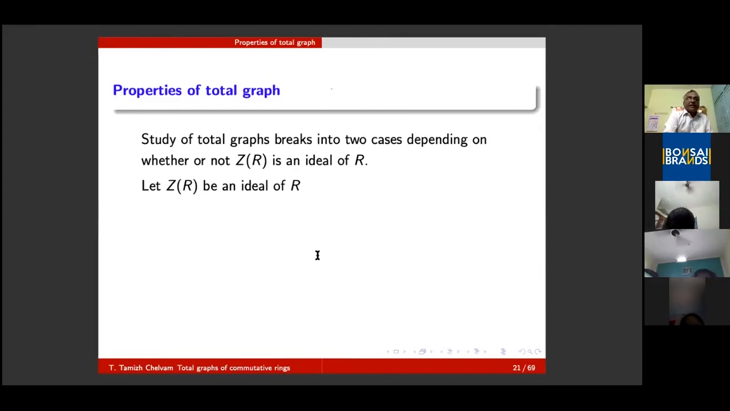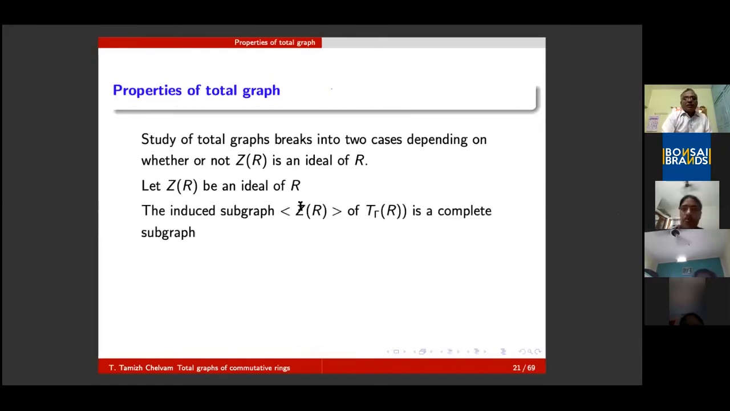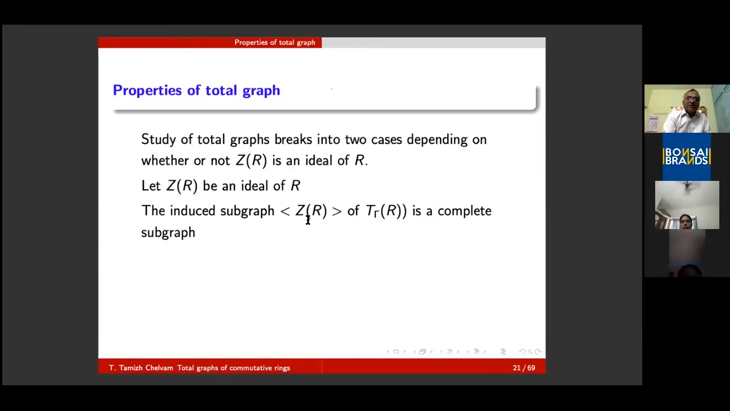Suppose Z of R is an ideal. Now, consider the induced subgraph of Z of R for this T gamma of R. T gamma of R is a graph with vertex set R. Zero divisors is a subset of R. Naturally, I can consider the induced subgraph. So induced subgraph means the elements are Z of R and two distinct elements are adjacent provided their sum is a zero divisor. Of course, when Z of R is an ideal, the sum of every pair of elements is once again in Z of R. Therefore, the induced graph is complete.